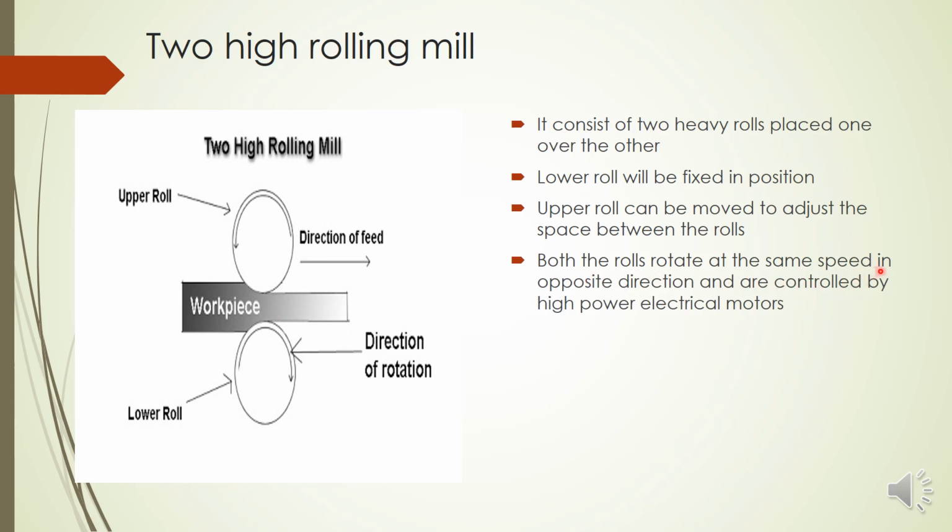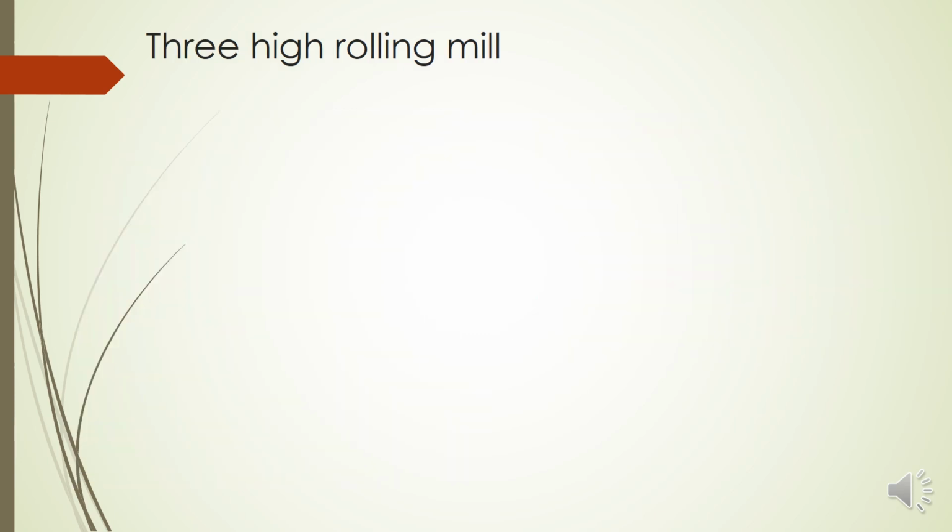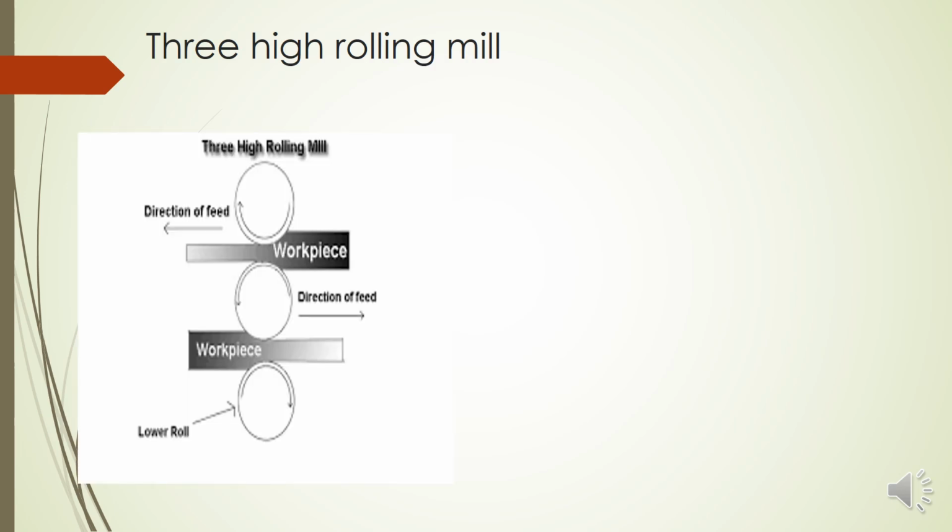Both the rolls rotate at the same speed in opposite directions, and they are controlled by high power electrical motors, and the workpiece is fed to the rolls in one direction. So that is what happens in a 2 high roll mill. Then what about the 3 high rolling mill? We are using 3 rollers like this. Any 2 nearby rolls will be rotating in opposite directions.